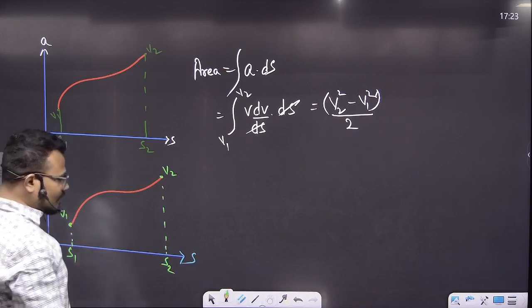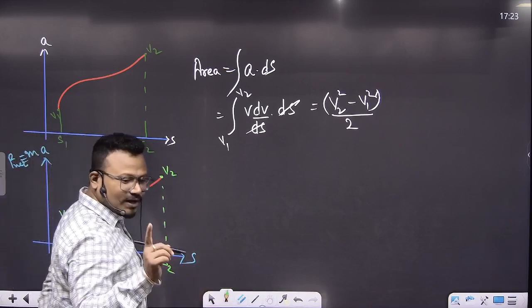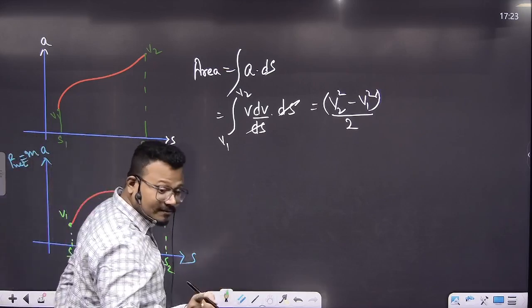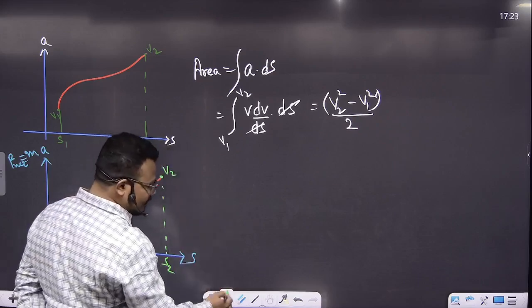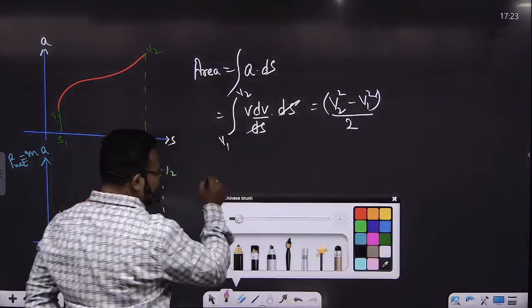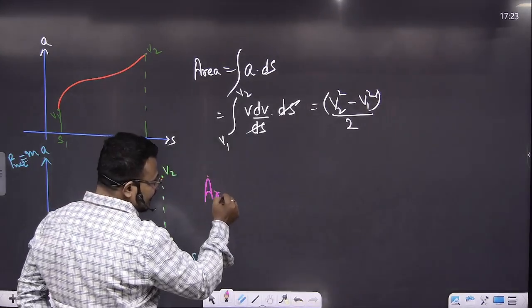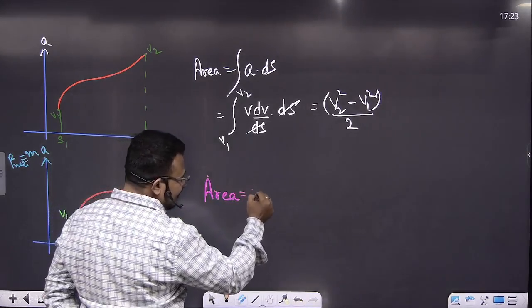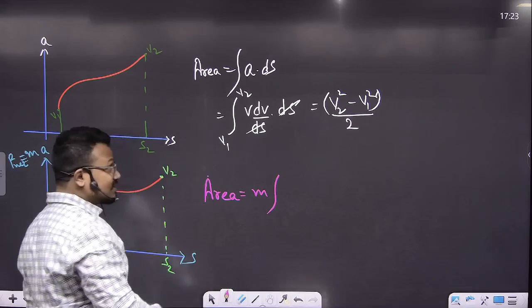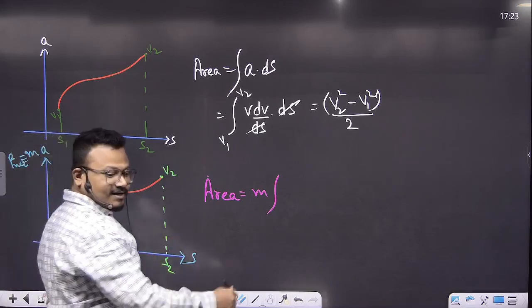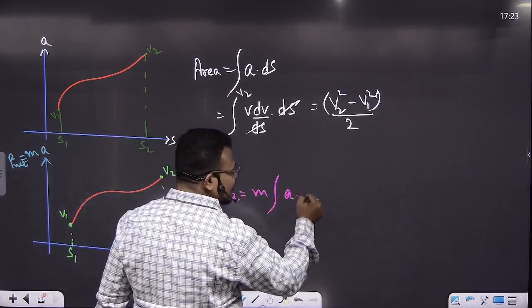So here also, only one thing will be added: mass. So what will the area be here? The area will be m, constant, coming outside, into the integral of a ds.